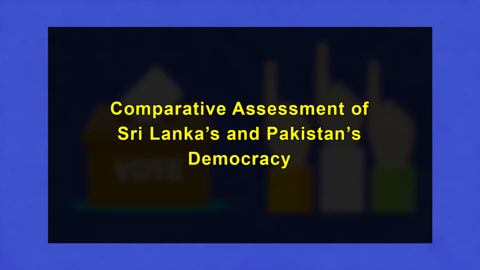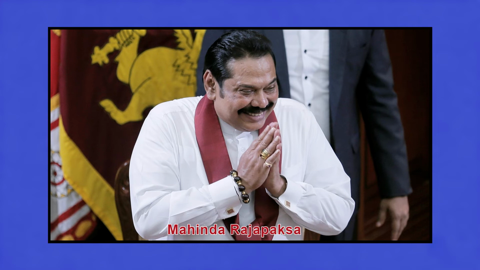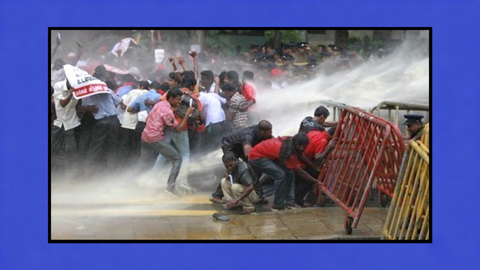Now let's have a comparative assessment of Sri Lanka and Pakistan's democracy. In Colombo, President Rajapaksa made an overture to the opposition as armed troops were called out to quell more protests over Sri Lanka's most severe economic crisis since independence in 1948. Police fired tear gas and water cannons to disperse thousands of protesters trying to storm the private home of the Prime Minister, head of Rajapaksa's clan in the country's south.